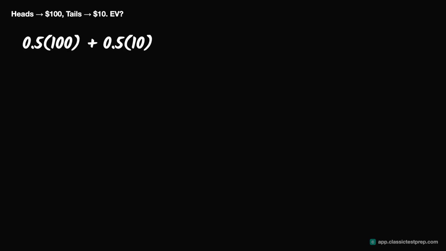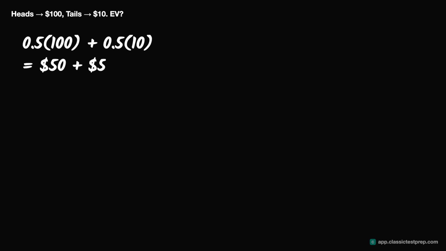Let's do another simpler example. Back to the coin toss. If you land on heads, I'll give you $100. If you land on tails, I'll give you $10. What is the expected value of flipping the coin?